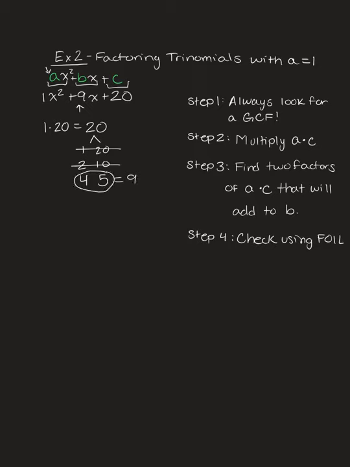These I call magic numbers. The way that you set up your factoring is you have two sets of parentheses and you put an x in front, in the very front. Then you plug in your magic numbers. Since they're both positive, you will have a plus sign in between. So this is your factored form, x plus 4 and x plus 5.